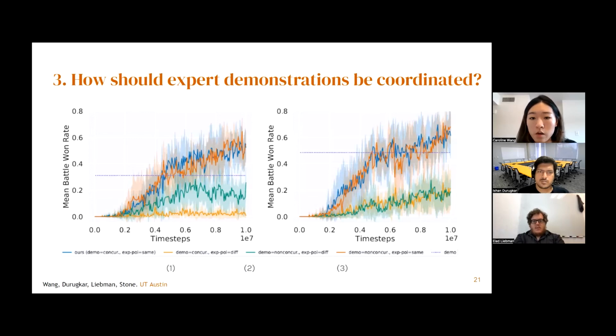So in this figure, our method is in blue, and the left plot is with the lower demonstration quality and the right plot is with the higher demonstration quality. And we find that the demonstrations being concurrently sampled is not an important variable, while on the other hand, it's a lot more important for the demonstrations to come from co-trained expert policies.